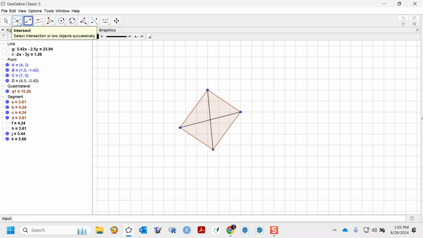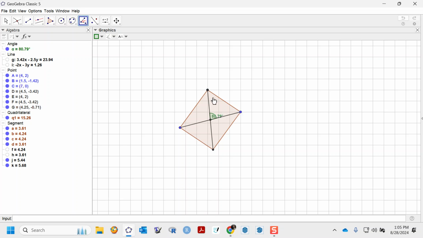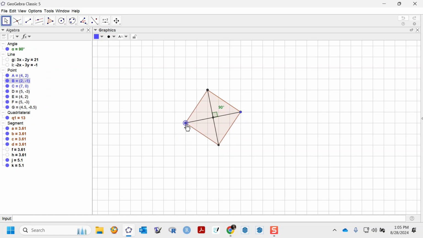I'll go ahead and construct the intersection of the two diagonals. Oops. Oh, there it went. The reason I did that is because now that'll allow me to measure the angle. So I'll measure the angle from here to here to there. And I can see the angle at which the two diagonals of this parallelogram intersect is about 90 degrees.